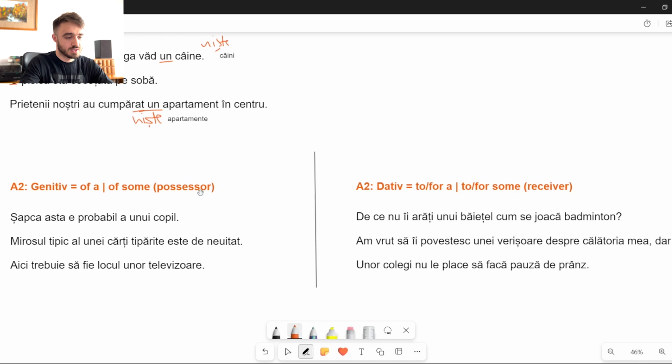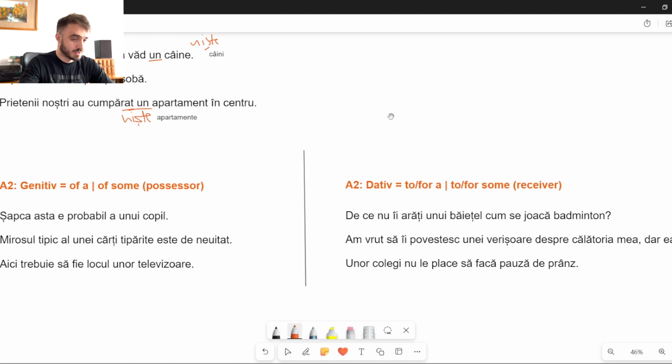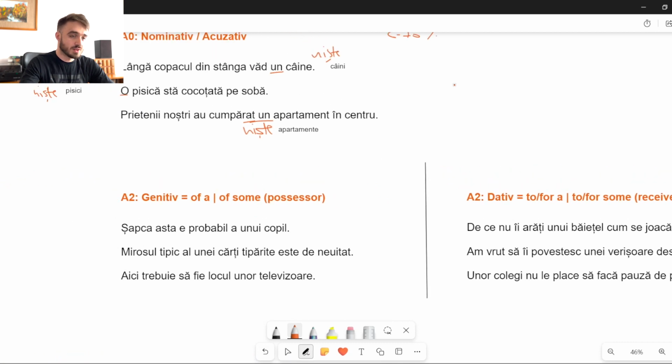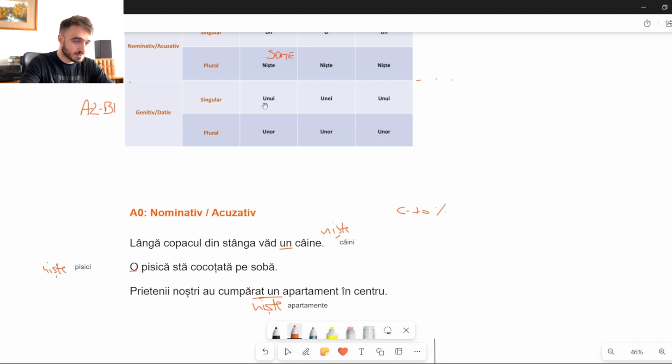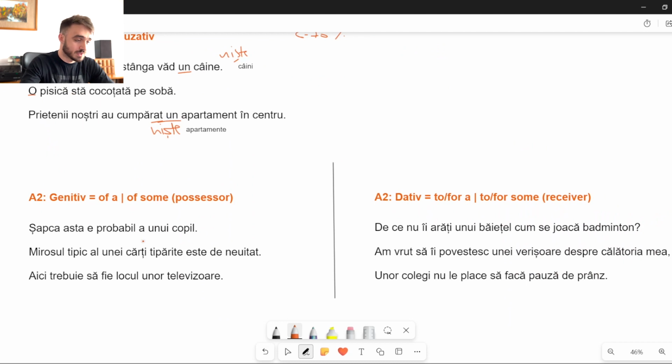If you didn't see, or if you are interested in cases, there is a video about that right up here. And those are taken separately because they mean different things. Even though in this table, genitive and dative have exactly the same forms of the indefinite article, the genitive means something, the dative means something else. So in genitive, the indefinite articles mean of some, so it's about a possessor. This is covered more in detail in the cases video. It's about a possessor.